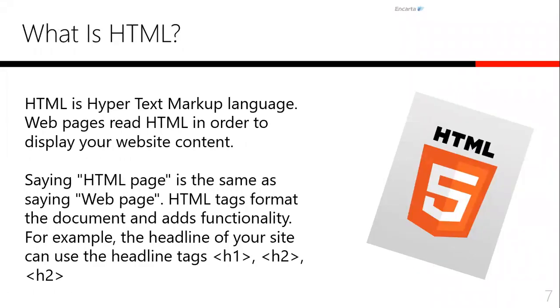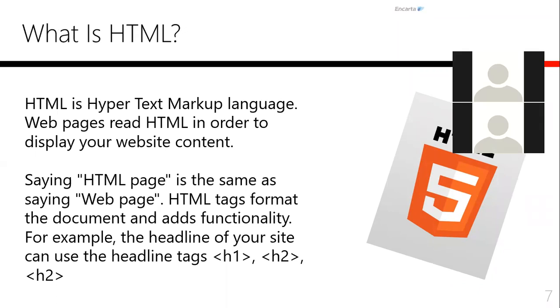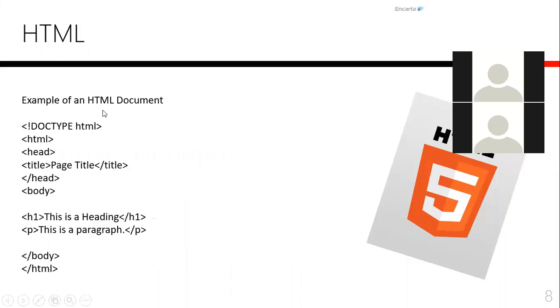Now, HTML is hypertext markup language. Web pages read HTML in order to display your website content. Your browser only understands HTML, no matter the programming language that you use, whether Java, PHP, or Python. For someone to see whatever program you've written on a website or web page, you must render it in HTML. HTML looks similar to what you have on the screen. This is an example of an HTML document. I'll be explaining each and every one of these items.